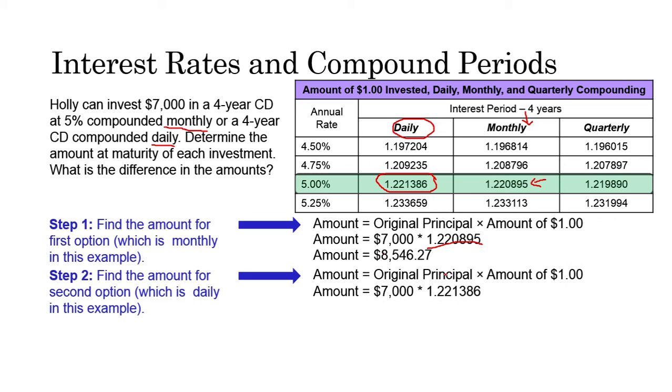Same thing, 7,000, this time times 1.221386, giving us the amount of $8,549.70. So we find the difference in amount.